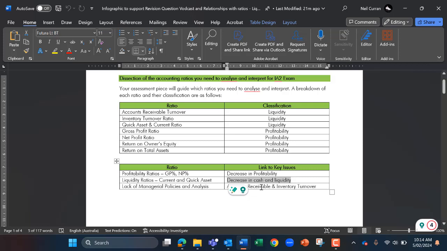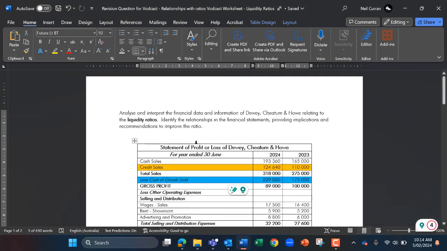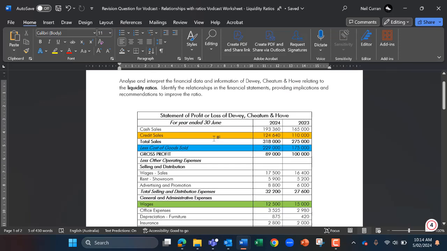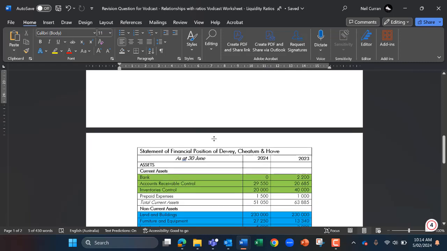And with the accounts receivable turnover, look at the managerial policies in relation to granting of credit. And with the inventory turnover, you're specifically looking at the issue of economic order quantity and also the increase in supplies expense or cost of goods sold for the actual business itself. We are going to use the same question as we did for the last podcast, looking at Dewey, Cheaton and Ho and in relation to their profit and loss and also statement of financial position.